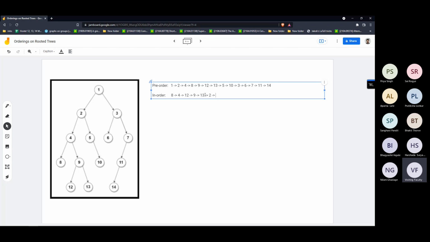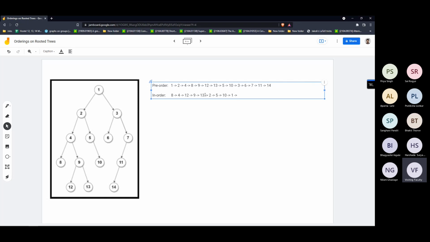In the right subtree of 2, there is only one root which is 5. Its left subtree is empty. So we don't write anything. Then we write the root 5 and then we go to the right subtree which is singleton 10. This completes, along with the root 2, the left subtree of the root 1. And now we can write the root 1 itself. And now we go to the right subtree of 1. The right subtree of 1, root is 3.